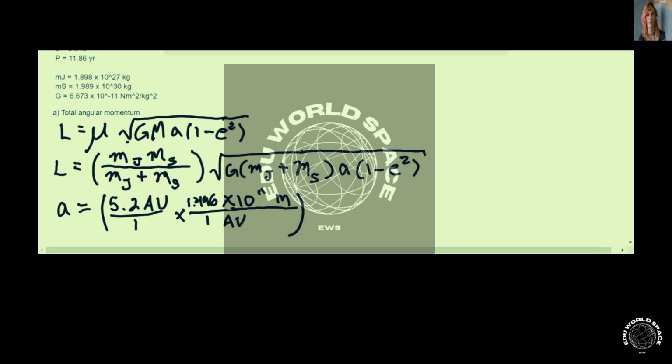Our masses are already in kilograms, so we're good. Gravitational constant is good. The eccentricity doesn't have a unit, so the rest of those are good. Now we're ready to plug this all into our formula. And when we do so, we get 1.9255 times 10 to the 43. That's quite a lot. Kilogram meters squared per second. So that's for part A.